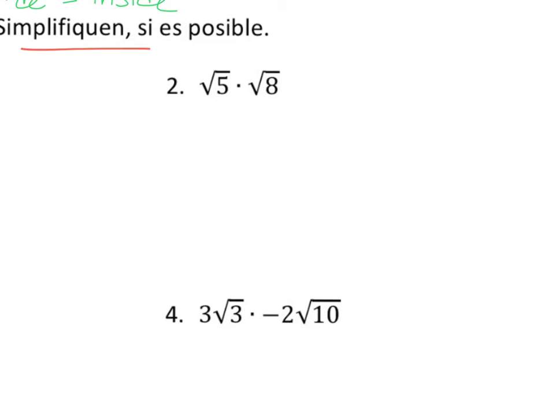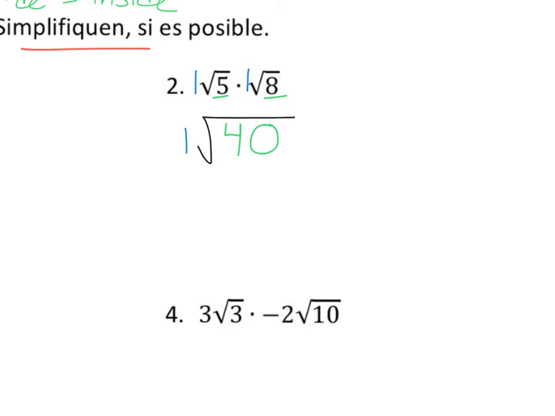What are the understood numbers on the outside? 1. There is an invisible 1 next to each radical. 1 times 1 is 1. Bring down the square root. 5 times 8 is 40. Inside times inside gives inside.